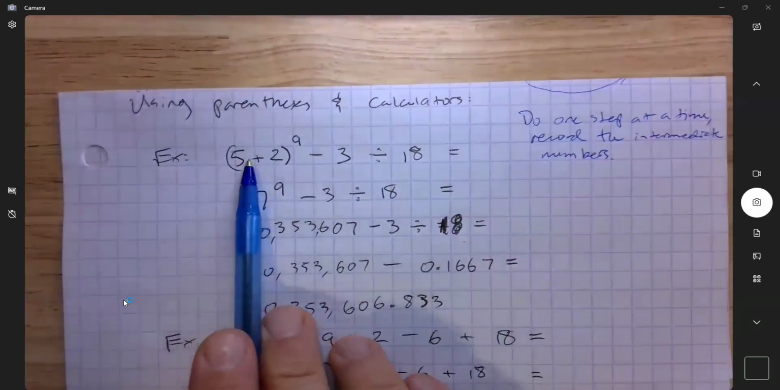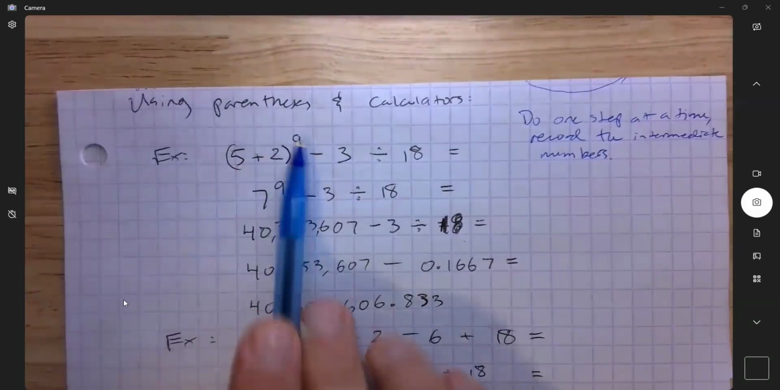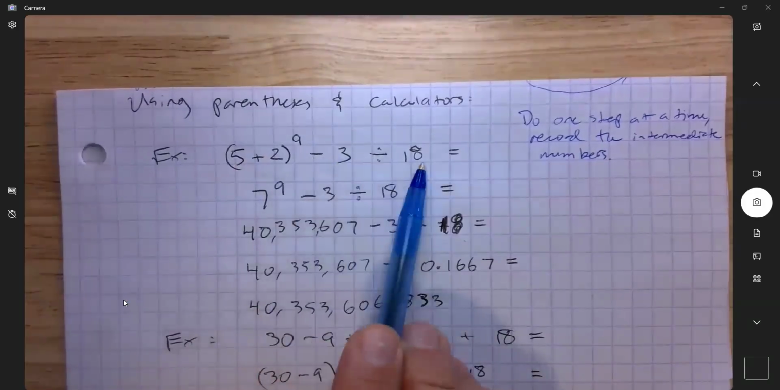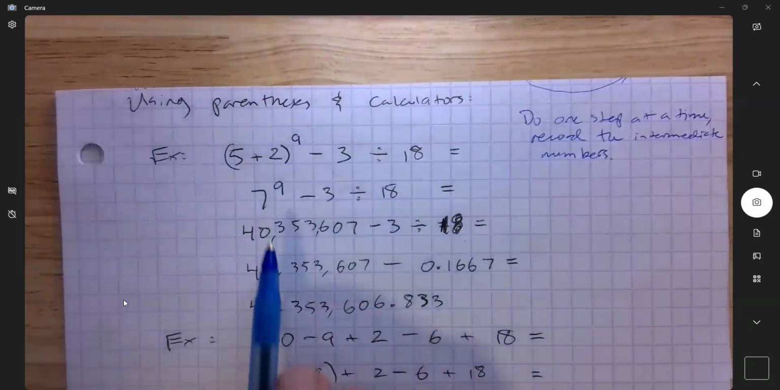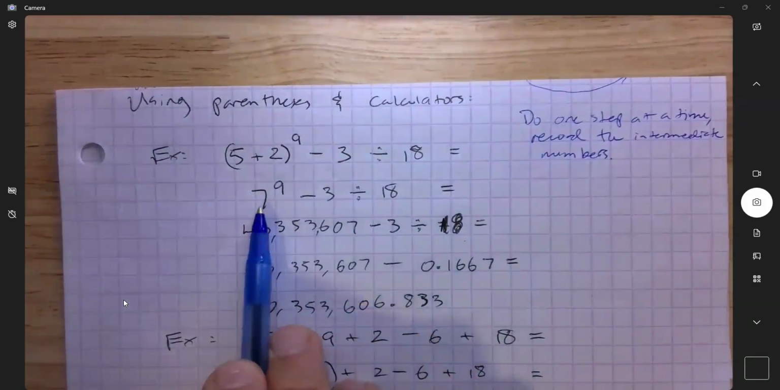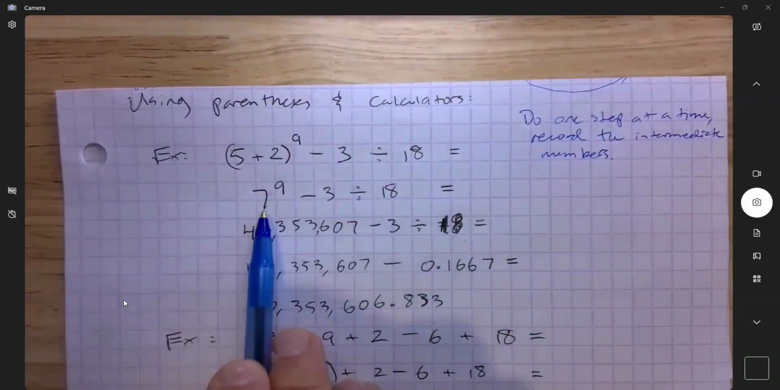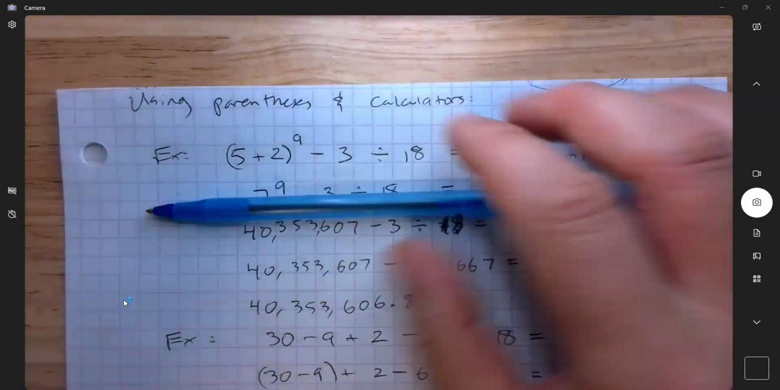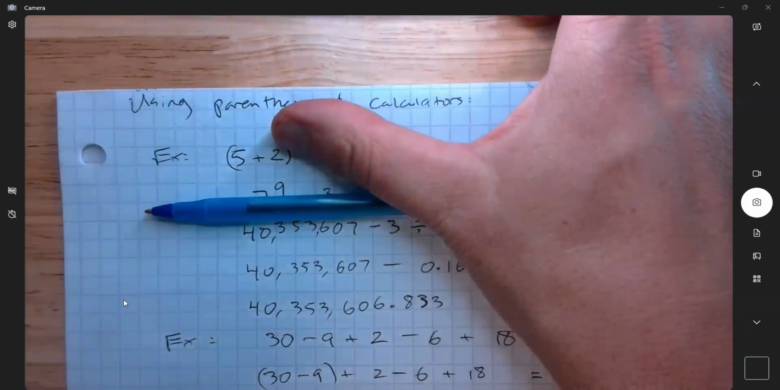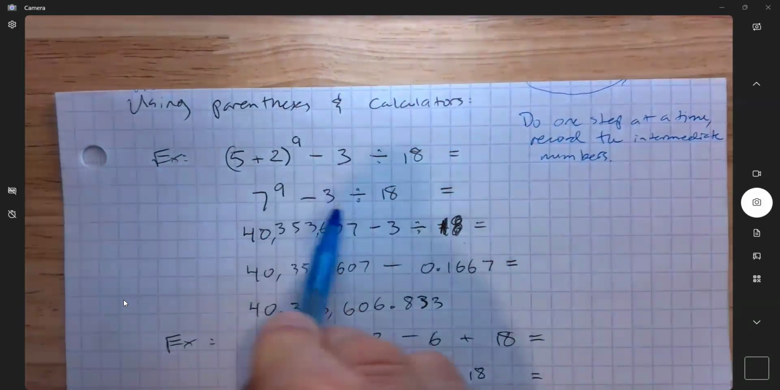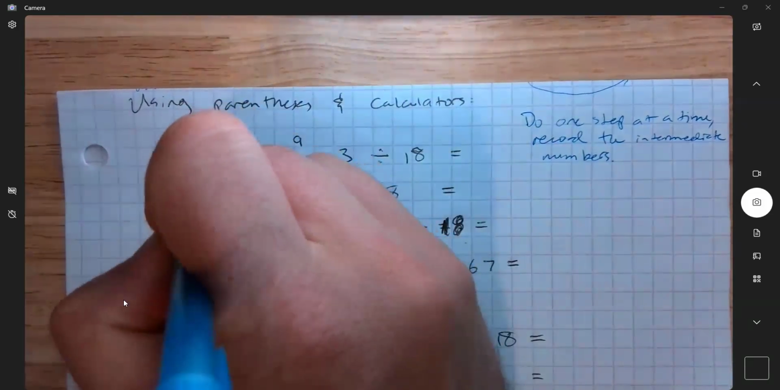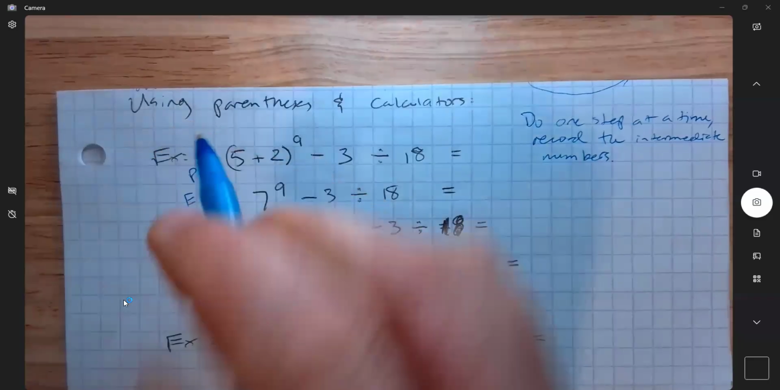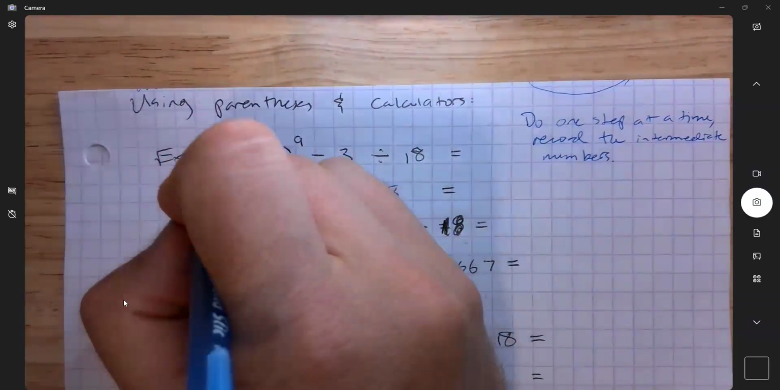So here I have 5 plus 2 inside parentheses raised to the 9th minus 3 divided by 18. PEMDAS would tell me to do the 5 plus 2 first. And so I do that and I record the answer. So if I were to use a calculator, the only thing I would do with my calculator is 5 plus 2. And then I would write that in my new expression. That's my only parentheses, so I'm done with that.